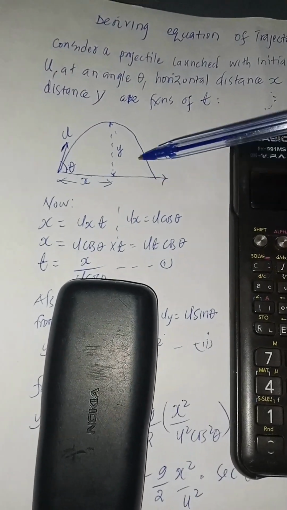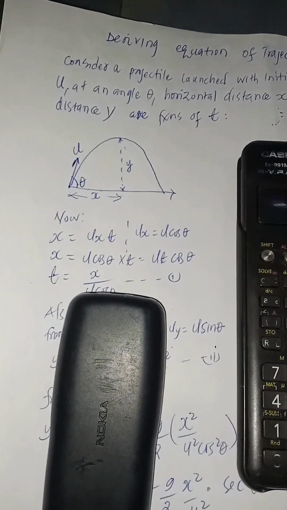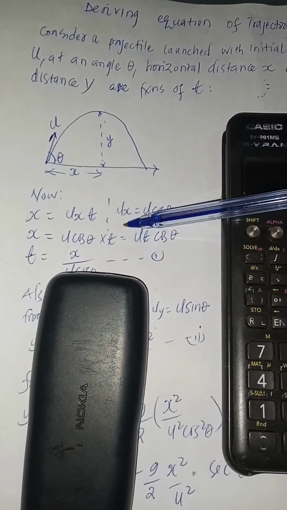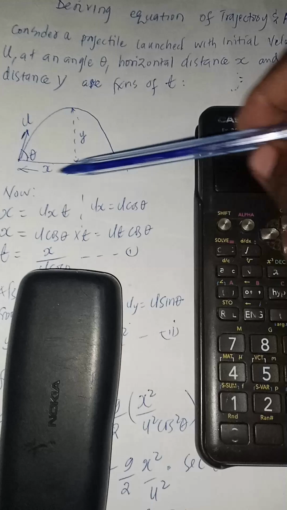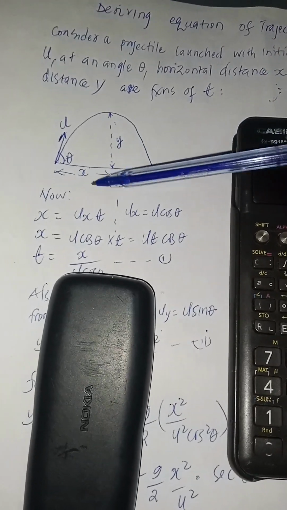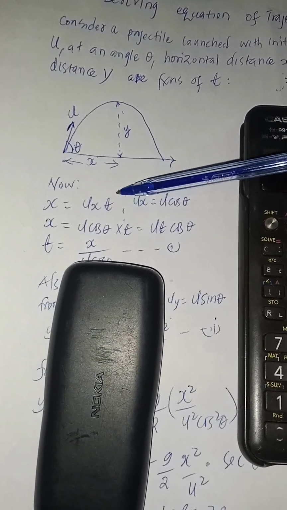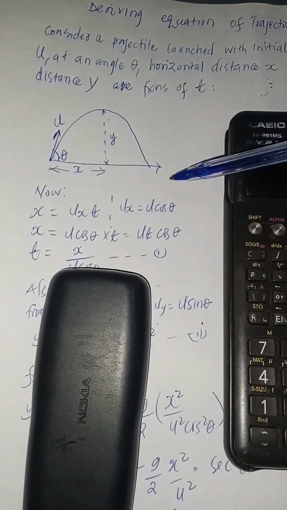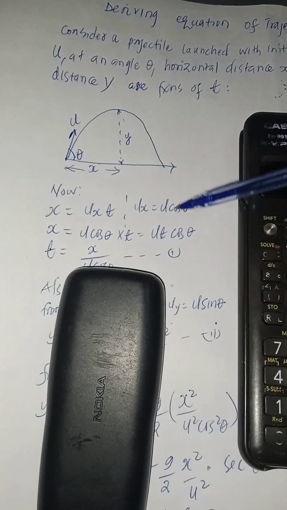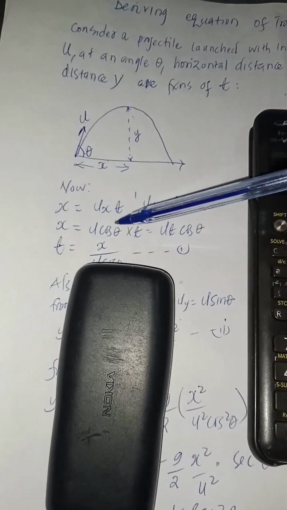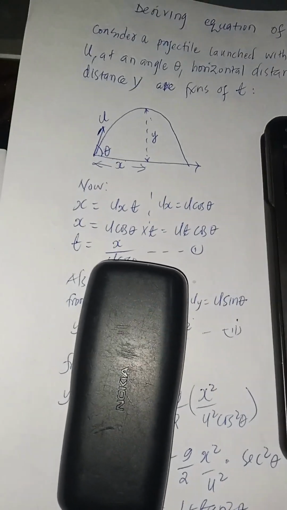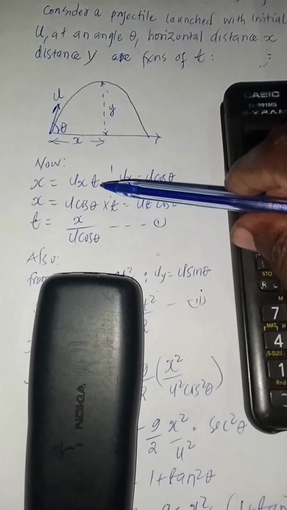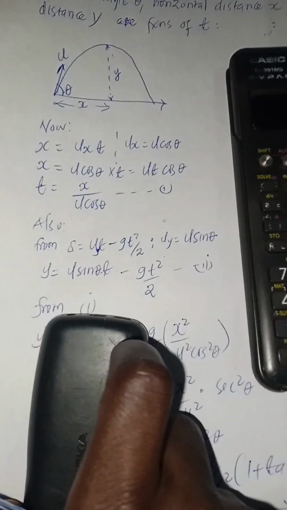So let's consider the equations of motion. Basically, that's what we are going to apply. We know that distance is equal to speed times time. So if we consider the horizontal distance, this is in the positive x direction, it will be ux times t. Ux means the vector u in the x direction. So ux will be u cos theta. So x therefore will be u cos theta times t. And then we make t the subject of the formula, and then we have t being x out of u cos theta. We call that equation 1.